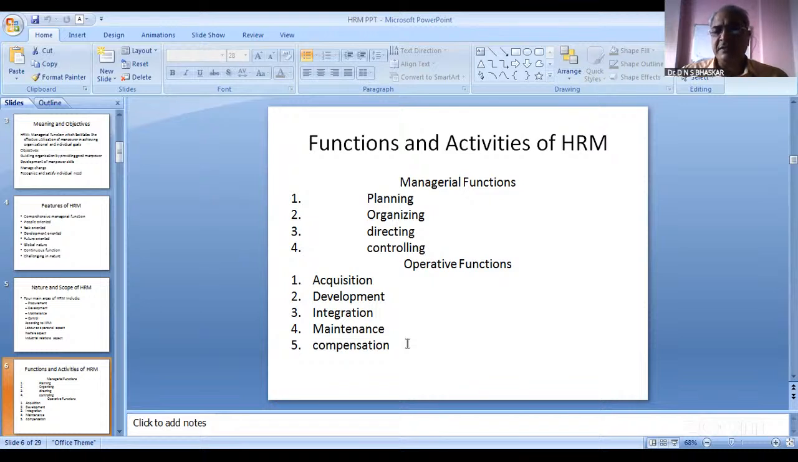So how to fix the compensation? What is the best compensation that can be paid? How to fix the compensation? All these aspects are basically operating functions. On what basis is the salary provided? What are the other benefits to be provided to the employee? These are the various important elements human resources management takes care of.